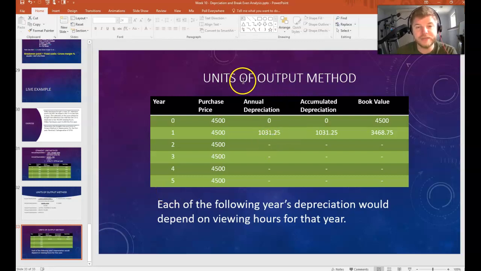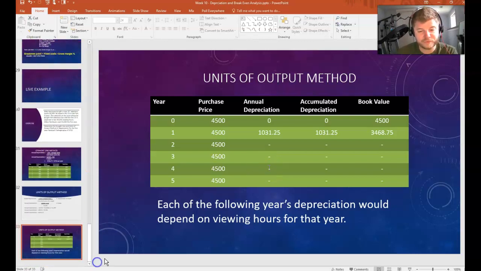And again, here's the units of output method. I love a little chart like this. It shows us the year, the purchase price, the annual depreciation, the accumulated depreciation, and how much is left. You would fill this out as every year went on, because you cannot assume how many viewing hours you would use in years 2, 3, 4, and 5, whereas in the straight line method, you would be able to.